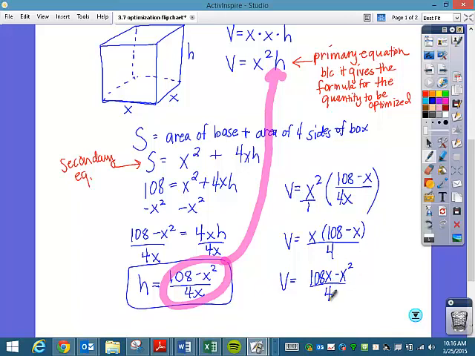And then just trust me on this. You'll see why we're doing this in just a second. But I'm going to split this into two individual fractions: 108x over 4 minus x cubed over 4. I can reduce 108 over 4. You'll have a calculator, so don't worry. 108 divided by 4 is 27. This is 27x, and then minus x cubed over 4.